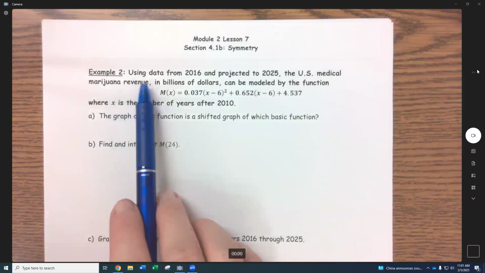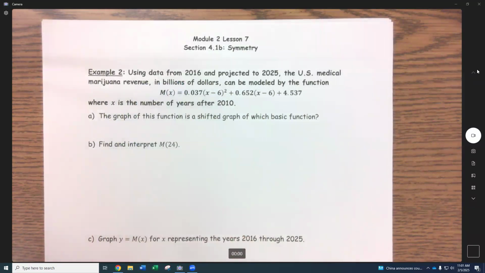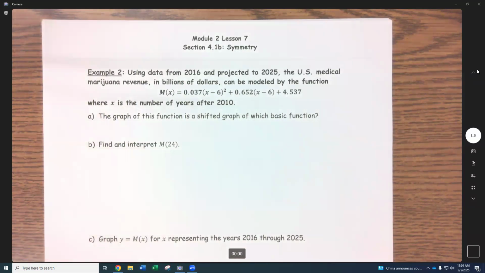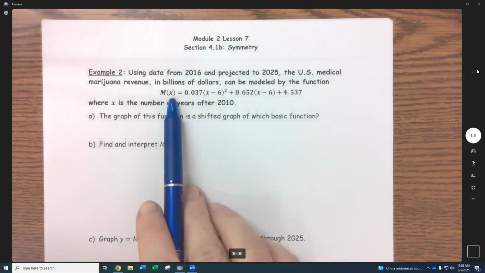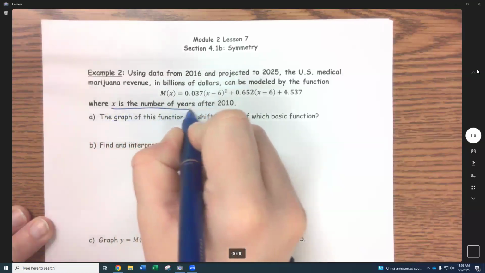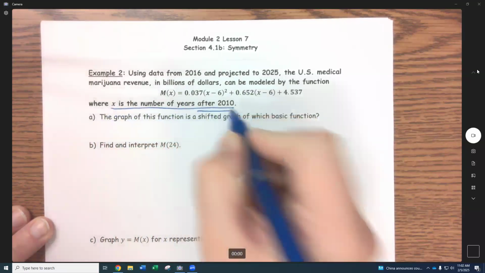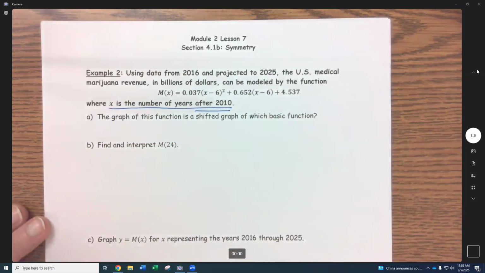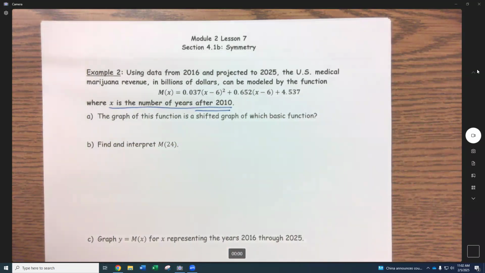So getting to example 2, it says using data from 2016 and projected through 2025, U.S. medical marijuana revenue in billions of dollars can be modeled by our function M of X, where X is the number of years after 2010. So part A is asking us, the graph of this function is a shifted graph from which basic function.